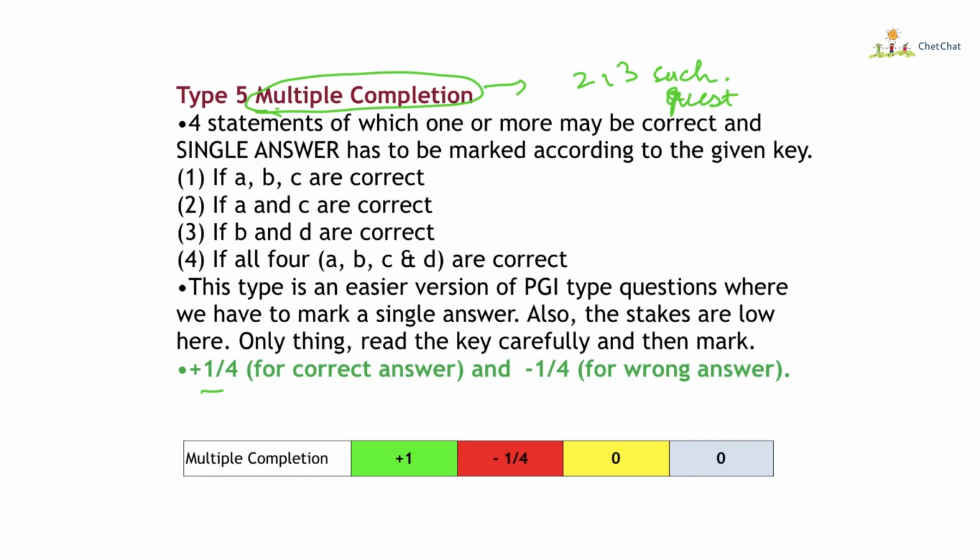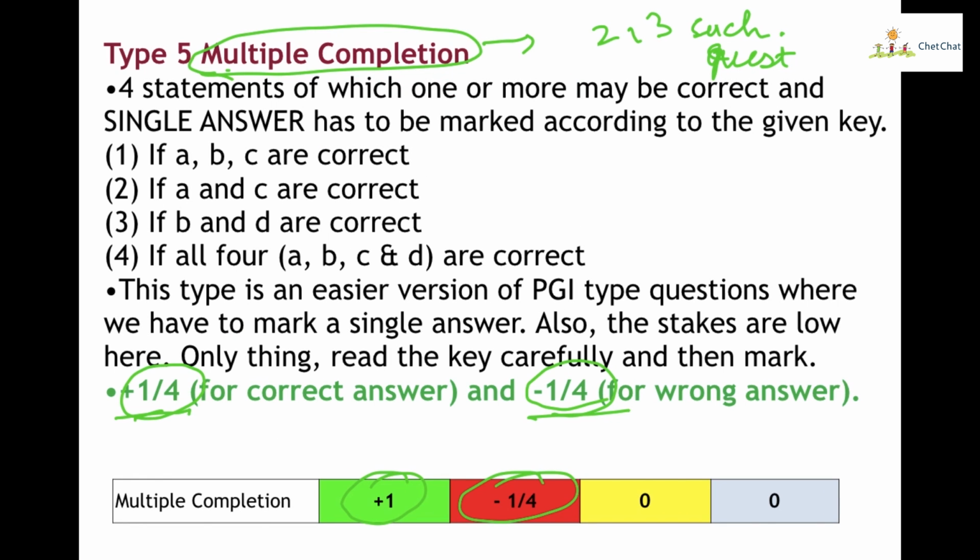So this is again a type of PGI question where we have to mark a single answer. You get a +1 for the complete answer and then you get a -1 as negatives. So you have a low negative percentage. So I think you should go for such questions.